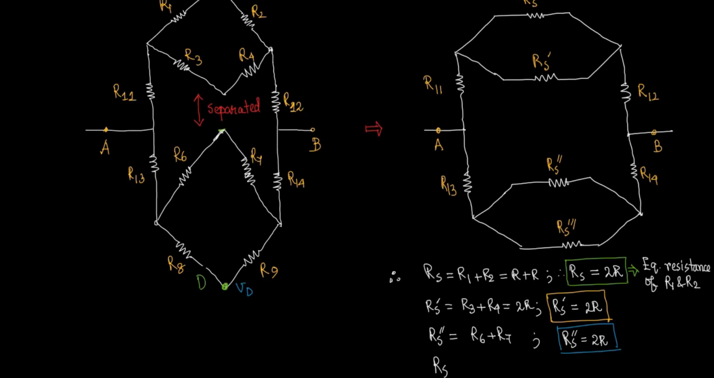Similarly, Rs triple prime is the sum of R8 and R9. Rs triple prime is equal to R8 plus R9. That is, Rs triple prime is also equal to 2R.